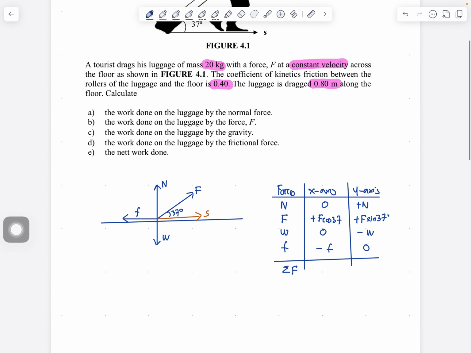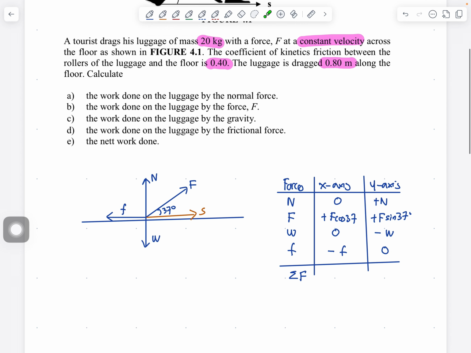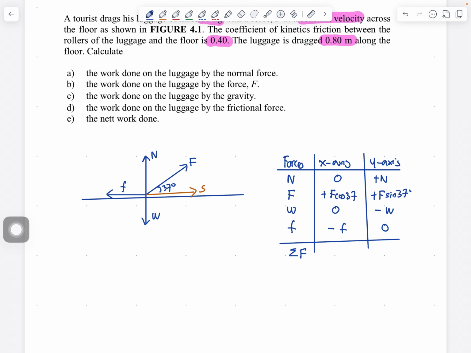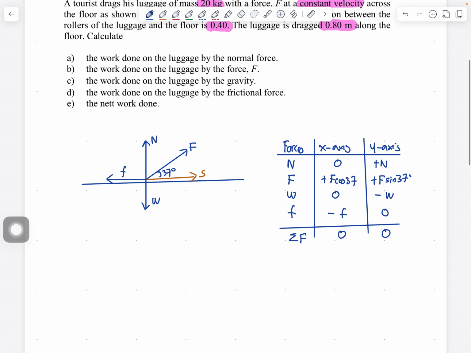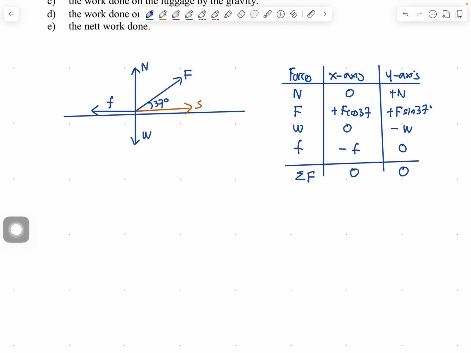Now in this case, one of the indications here is the object moving at a constant velocity. So this points towards Newton's first law, right? Newton's first law states that the summation of force must be equal to 0. So I'm going to fill in here that the summation is equal to 0. From here I'll be able to construct two equations.